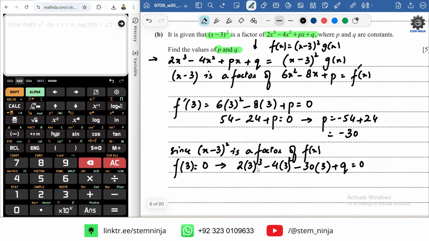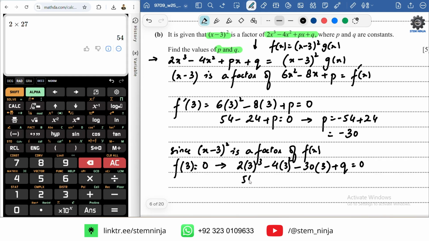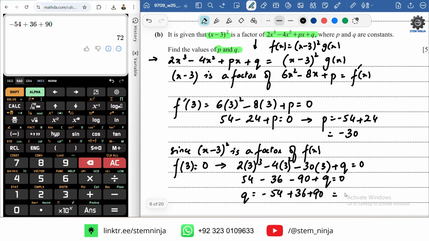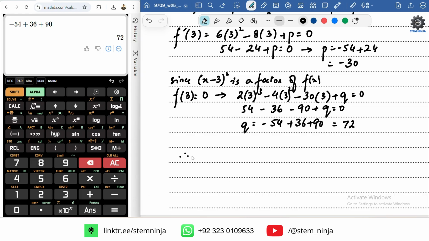So 2 times 27 is 54, minus 4 times 9, 36, minus 90, plus q equal to 0. So therefore q is minus 54 plus 36 plus 90. So minus 54 plus 36 plus 90, that is 72. Alright, so p is negative 30, q is 72.